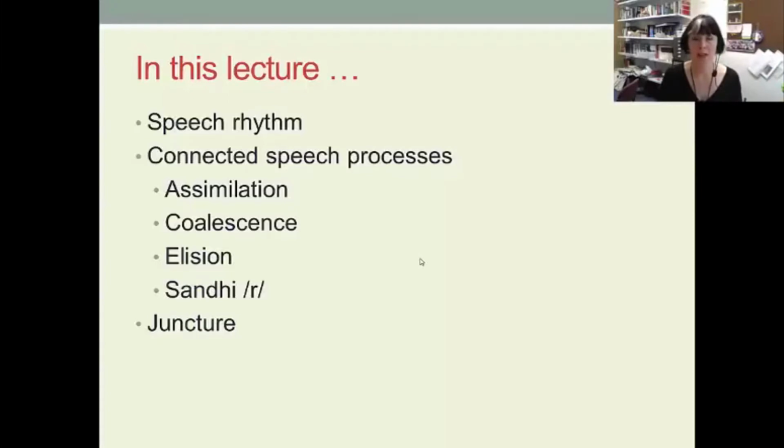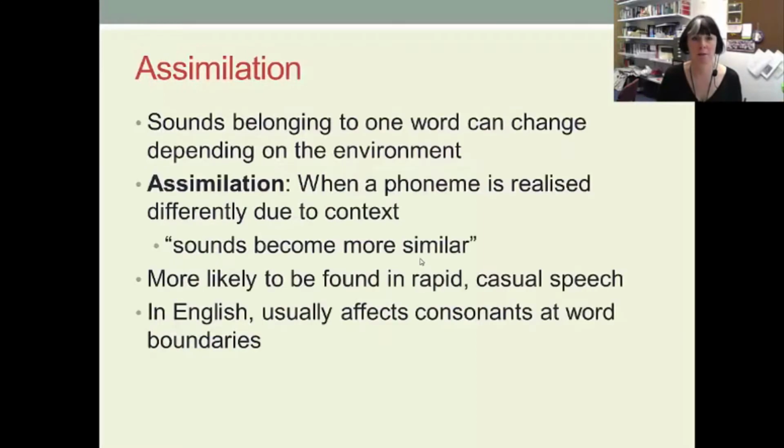Welcome back to this lecture on aspects of connected speech. So far we've looked at speech rhythm, and now we're going to consider connected speech processes, which include assimilation, coalescence, elision, sandhi, and also a word on juncture.